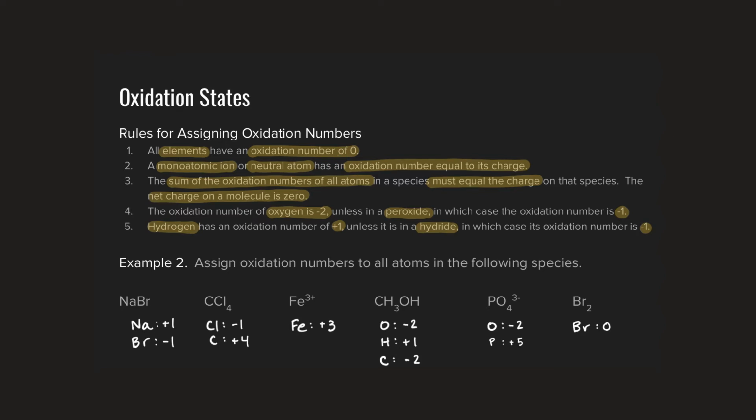So now that we've had a look at oxidation states and how to assign them, we can use this as a tool now in order to help us balance redox reactions. And on the next slide, we'll talk about how to go about that process.